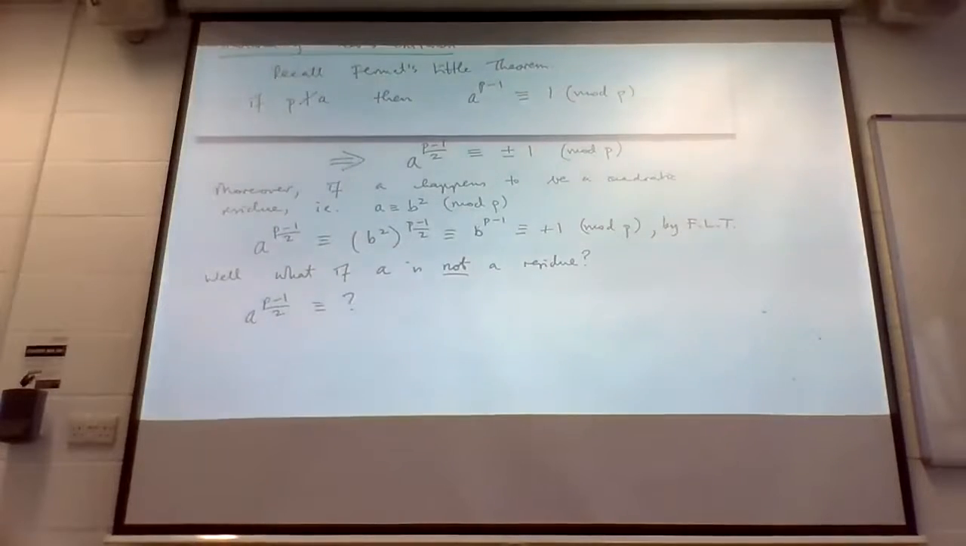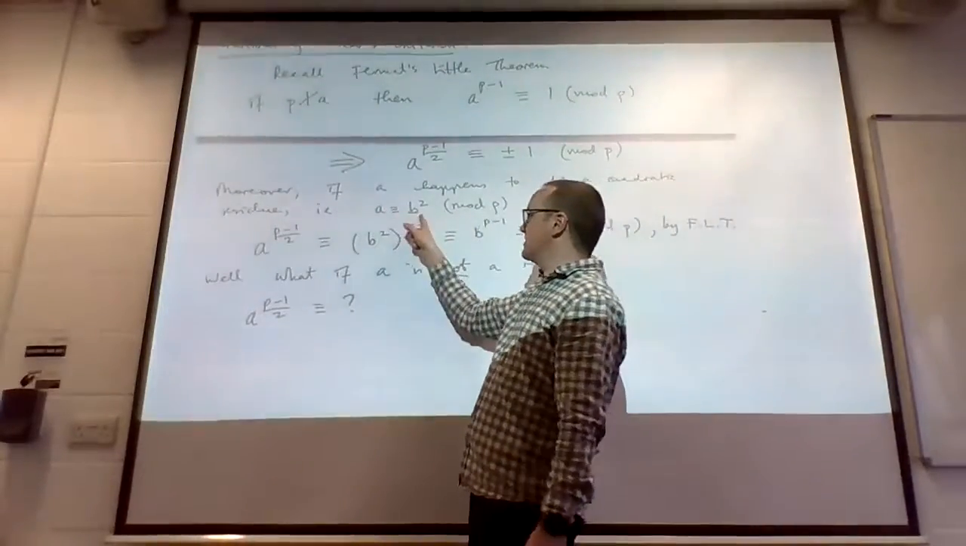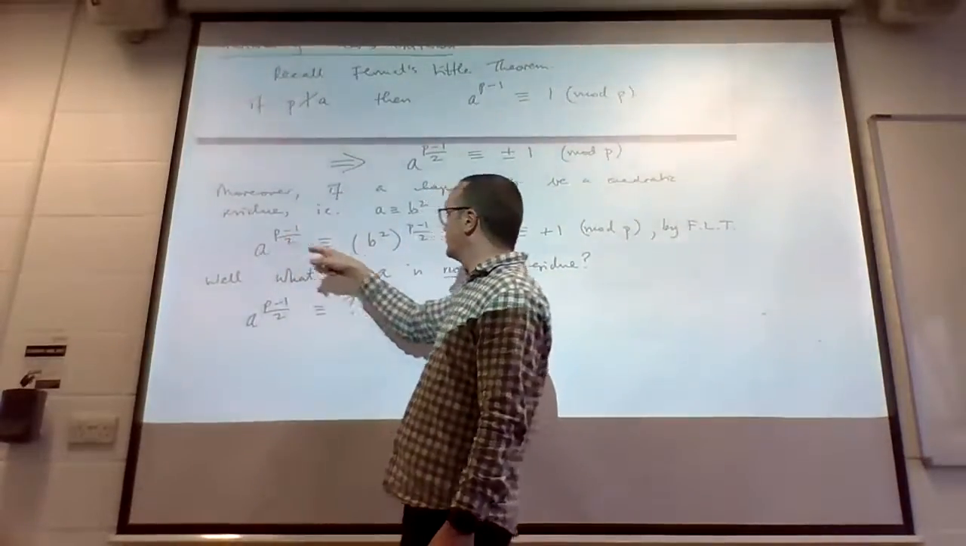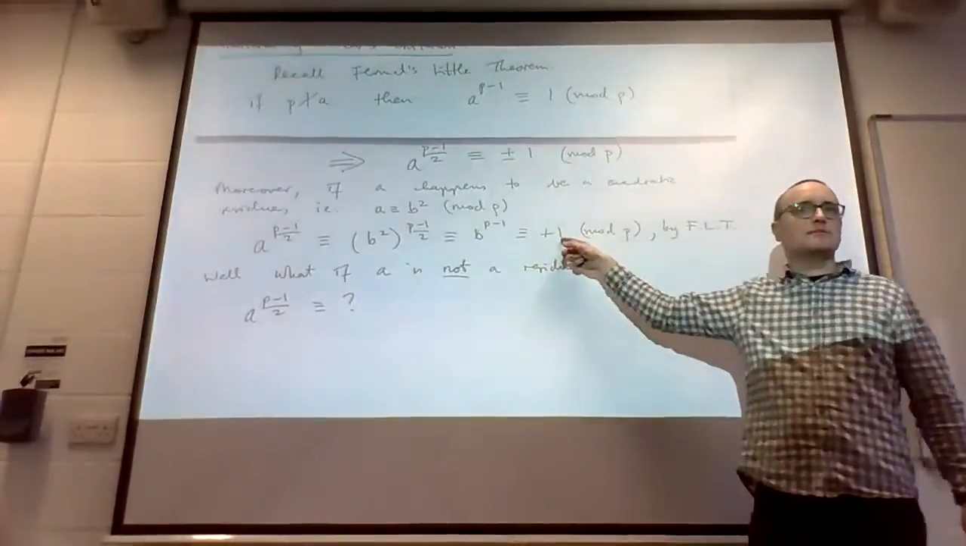Well, this is where we can do a counting argument. How many quadratic residues are there? (p minus 1) over 2, yes, half. Half of the congruence classes mod p are residues. So here, when I said, well, suppose a was a residue, then a to the power of (p minus 1) over 2 is congruent to plus 1.